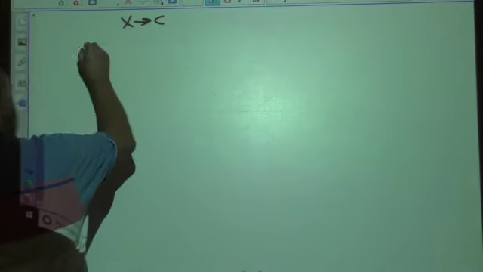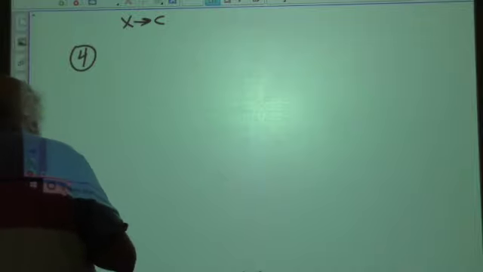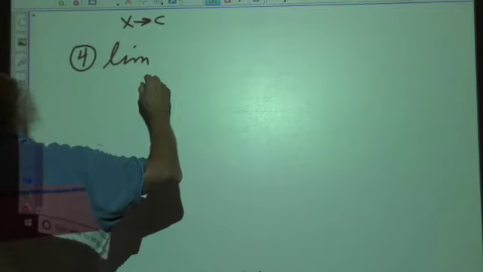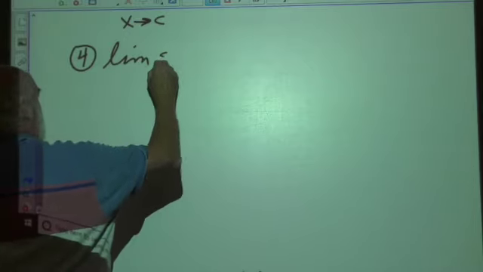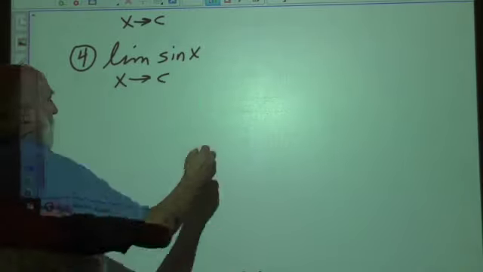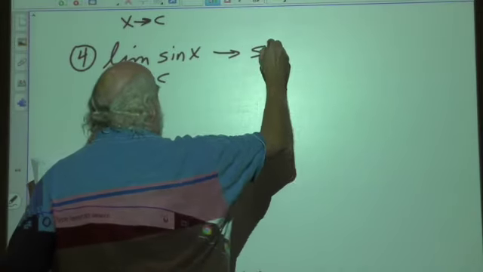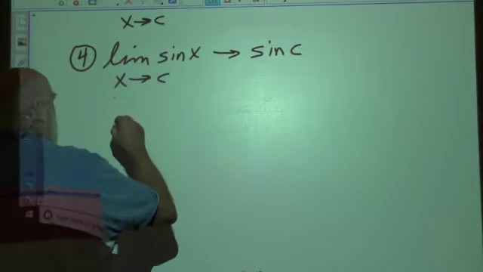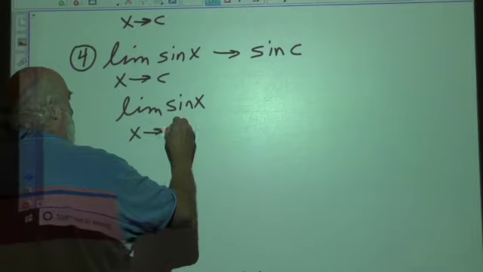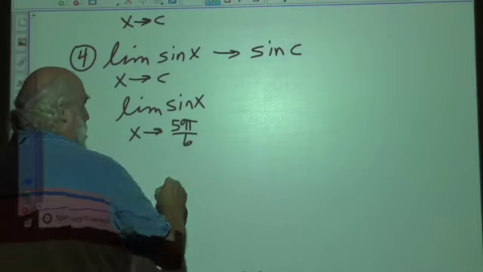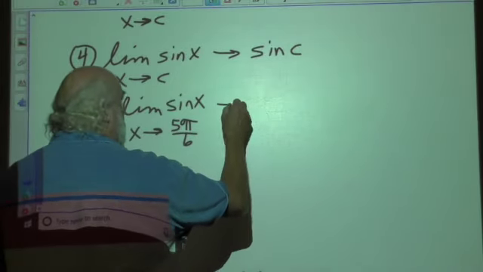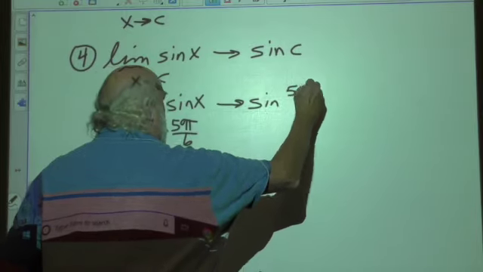Fourth scenario. The limit of sine of x as x approaches c, according to theorem 1.6, is simply going to be sine of c. So if we have this function's limit of sine of x, where x approaches 5 pi over 6, we simply replace x with 5 pi over 6. So this becomes sine of 5 pi over 6.